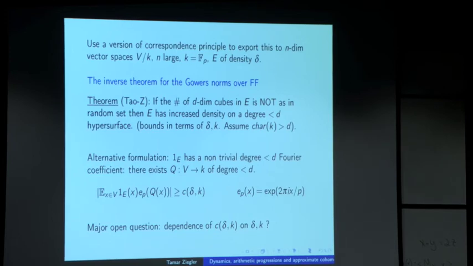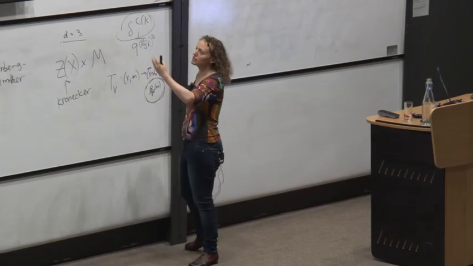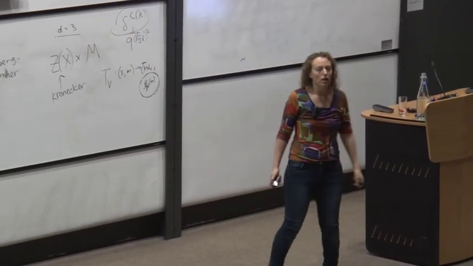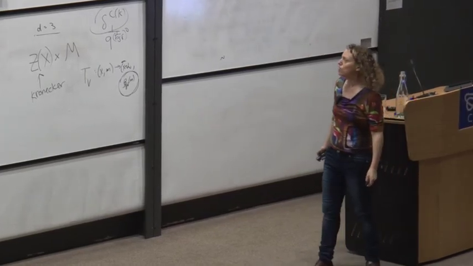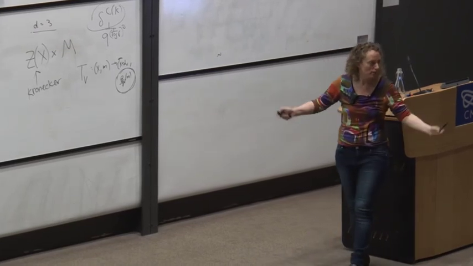Maybe it would be very difficult to get this constant to be polynomial, but as a first step, you might try to just get rid of the dependence on the field, and even that we can't do, or understand the dependence on the field. At the moment, we have no understanding of the dependence.